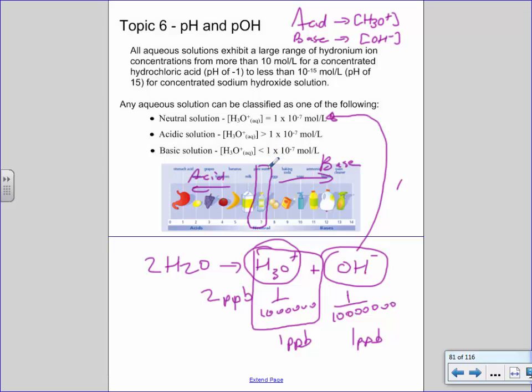So let me walk you through that process one more time. We've discovered that water actually has the ability to ionize into H3O and OH-. Very rarely, 2 in a billion. But it happens on rare occasion.